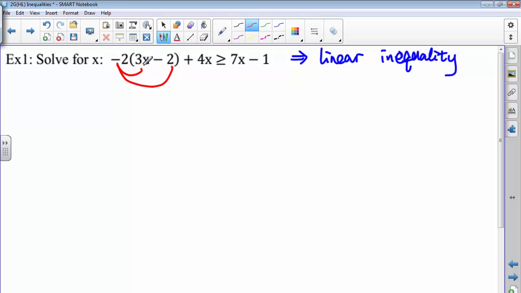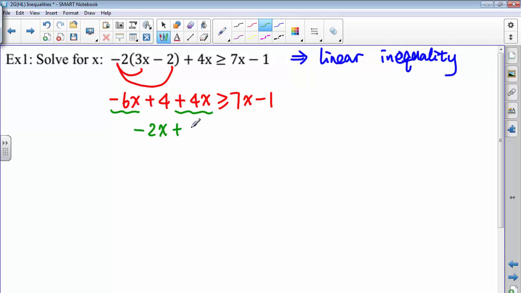Negative 2 times 3x is negative 6x. Negative 2 times negative 2, it's plus 4. Plus 4x is larger than or equal to 7x minus 1. Of course, the next step is to combine the like terms. Negative 6x plus 4x, that's negative 2x plus 4, is greater than or equal to 7x minus 1.